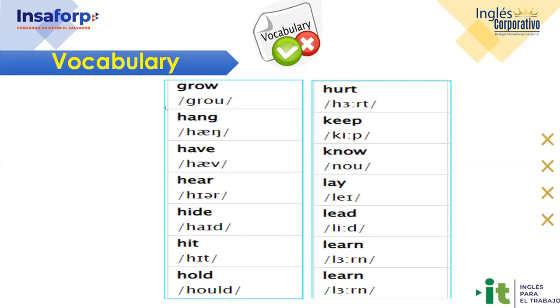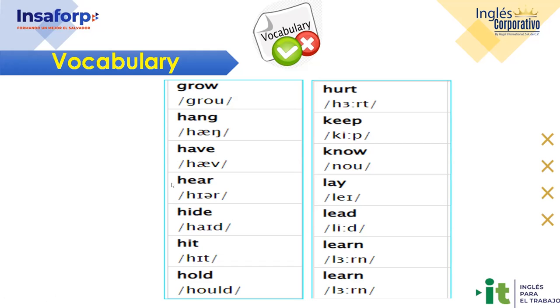So look at these. We have row. Row, what's the meaning? Crecer, okay. Hang. What's that? Abrazar. Hug, that's hug. Hang. Colgar, okay. Do you want to play hangman? Quieren jugar ahorcado.